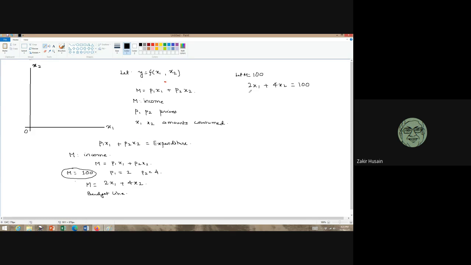Just give me 4 or 5 points. I think this will be easier. Sir, x2 in terms of x1. Yeah, you can do this. So x1 is equal to 100 minus 4x2, divided by 2. Sir, we can also get the intercept form by dividing both sides by 100. হ্যাঁ, ঠিক আছে, যাই হোক, এটা এই ফর্মে নিয়ে এসো। So put in a value of x2.